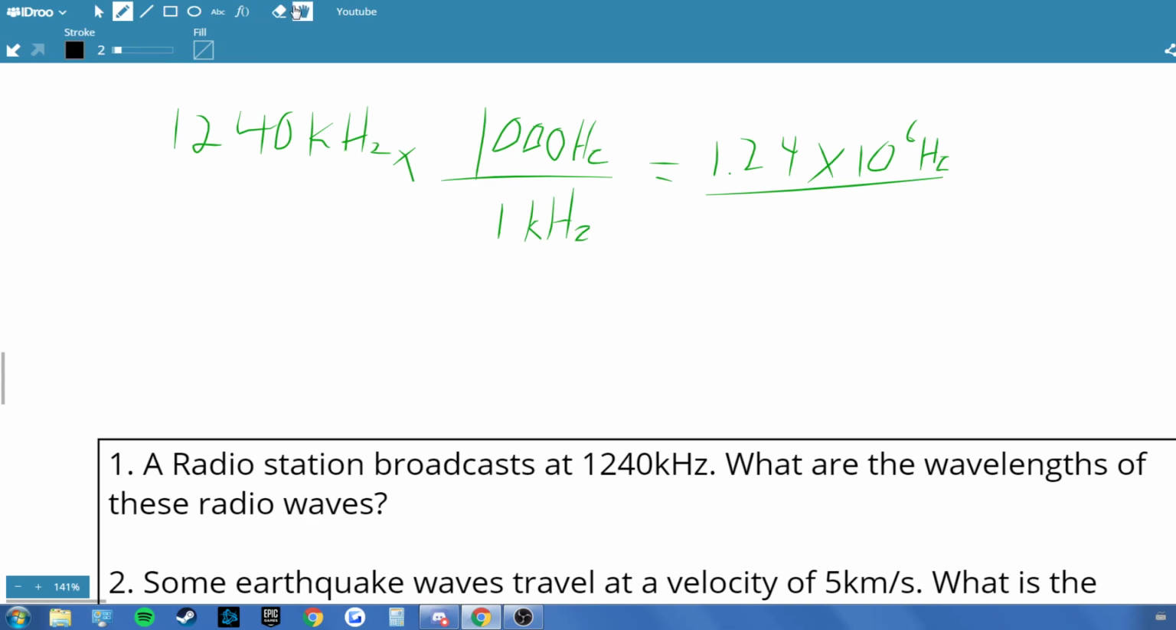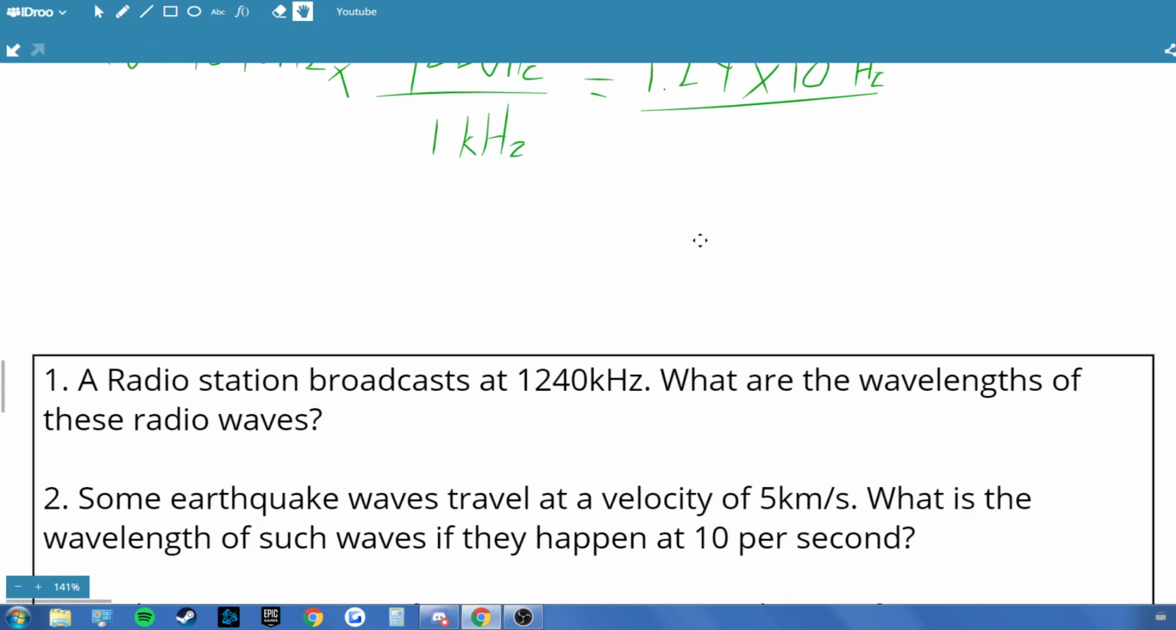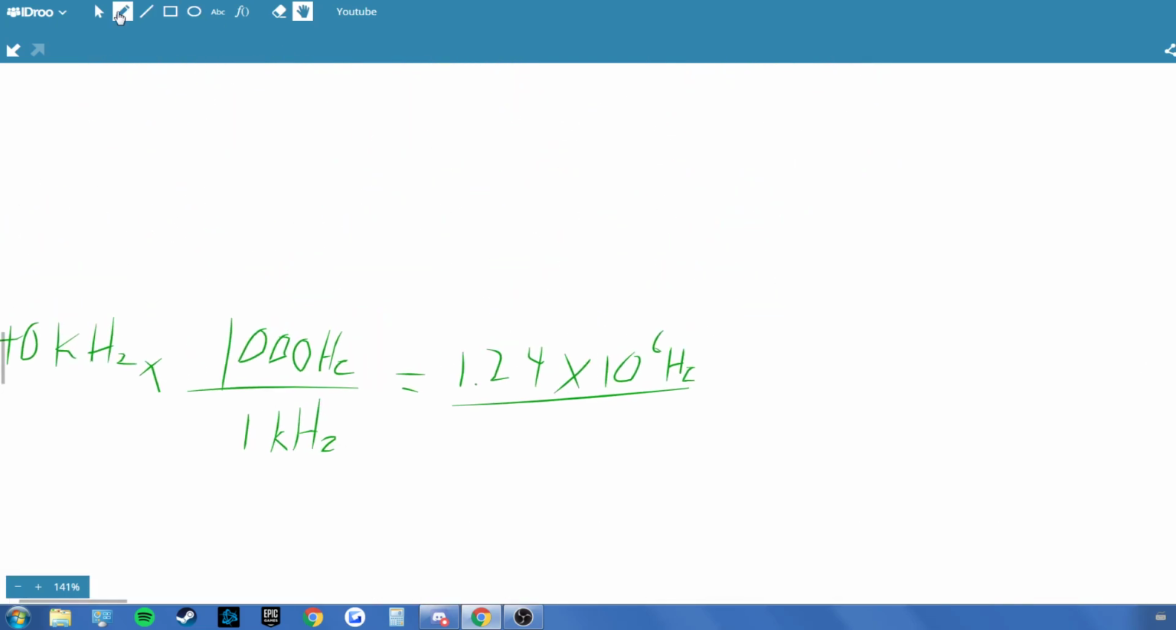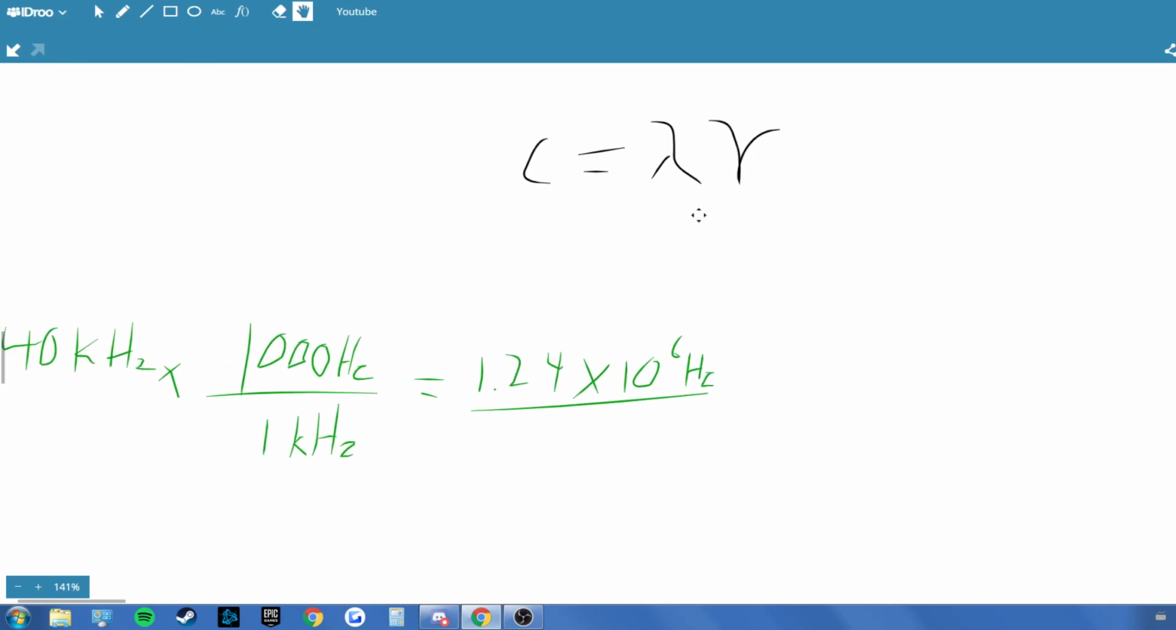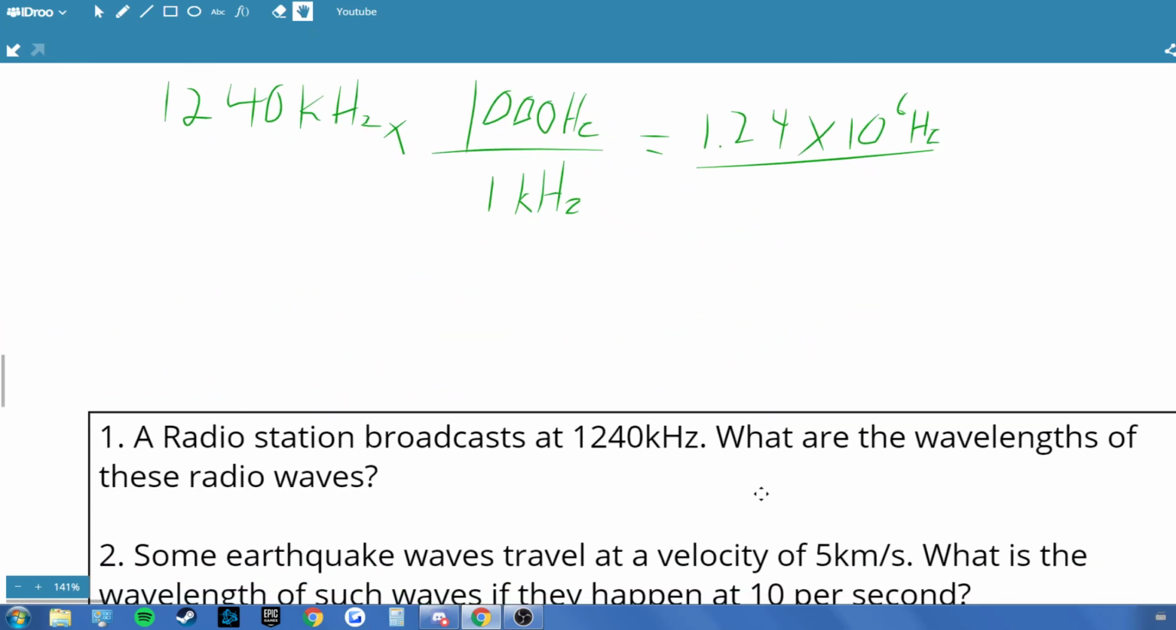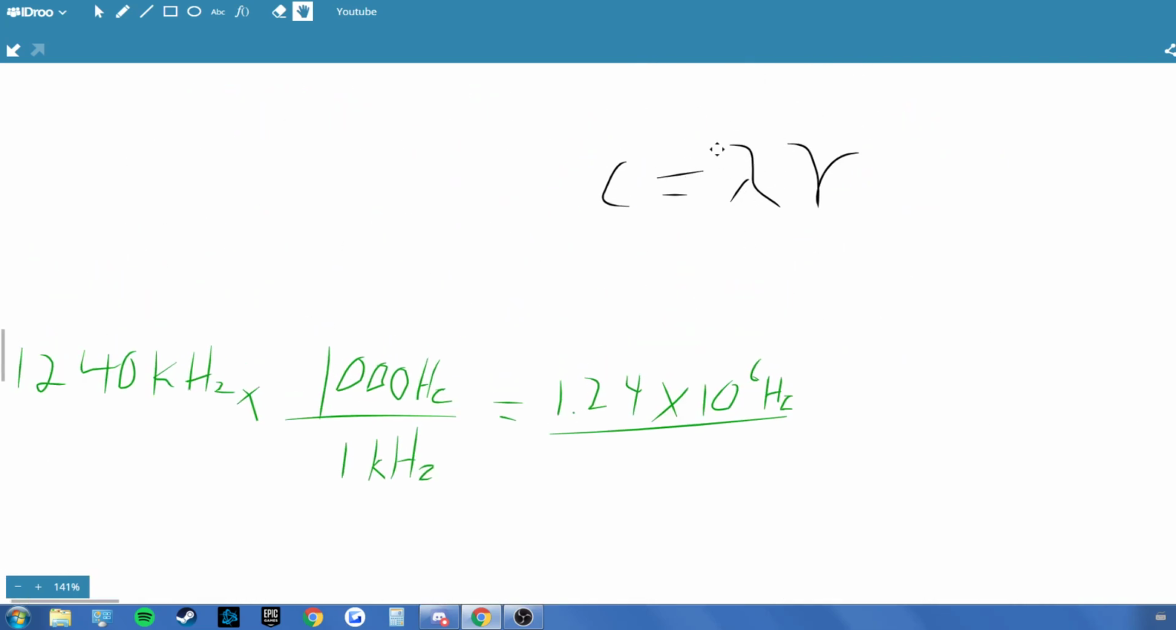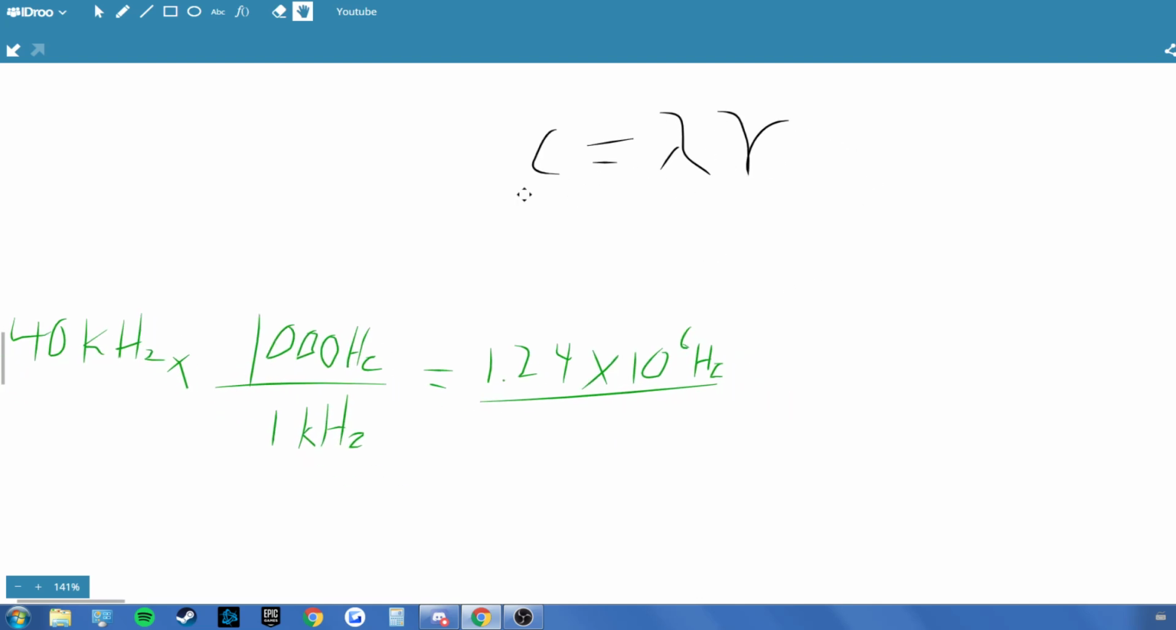Now that we have this, we can just plug the rest of our information into the formula, which is c equals lambda nu. This symbol, which looks like a v, is called nu. In this question, it says, what are the wavelengths? Lambda represents the wavelengths, c is the speed of light, and nu is frequency. So you can rearrange this to solve for lambda equals c divided by nu.